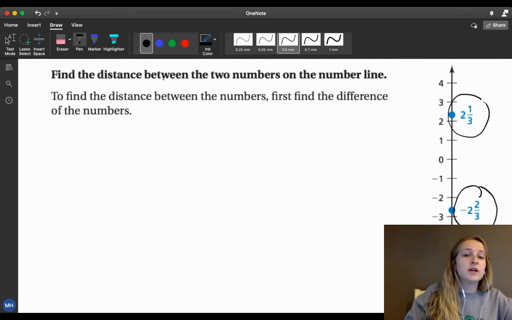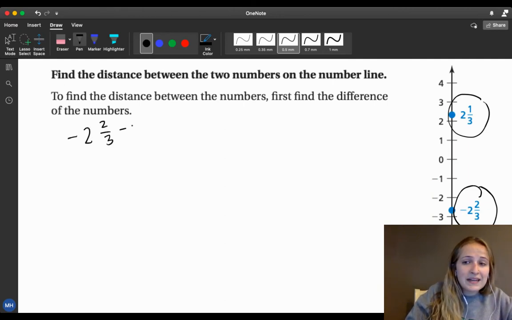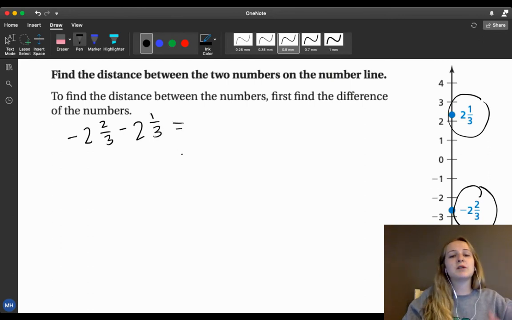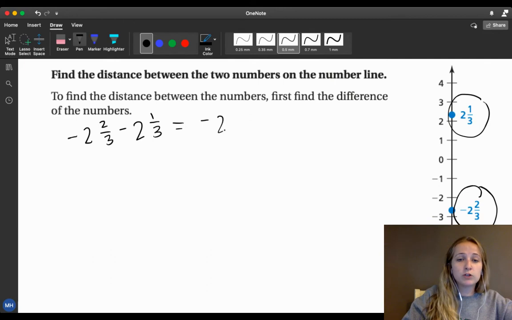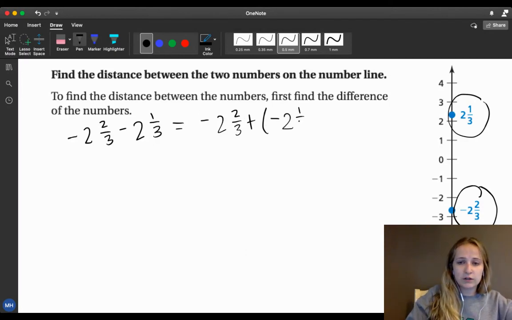All right, so to find the distance, we're going to set this up by writing negative 2 2/3 minus 2 1/3, okay? We're finding the distance between these numbers, which means we're going to subtract the 2. So let's do our rules. To subtract integers, we want to add its opposite. So we're going to add the opposite of 2 1/3, which is going to be negative 2 1/3.